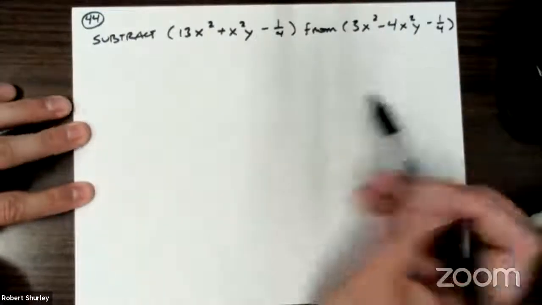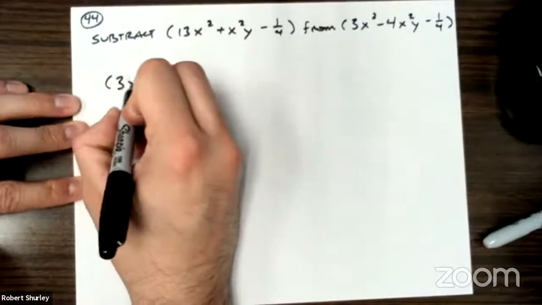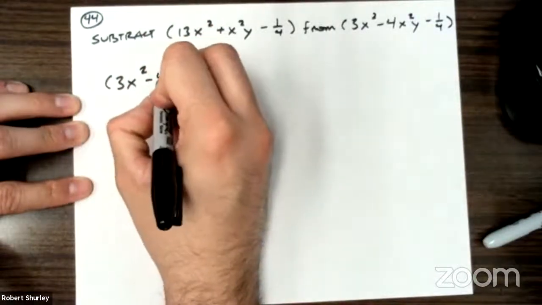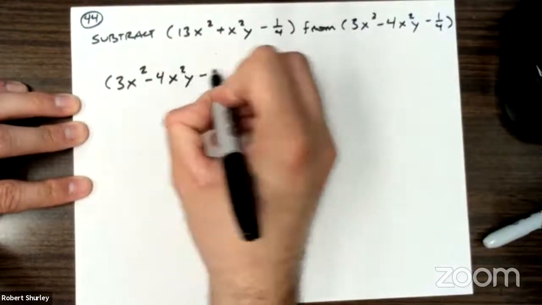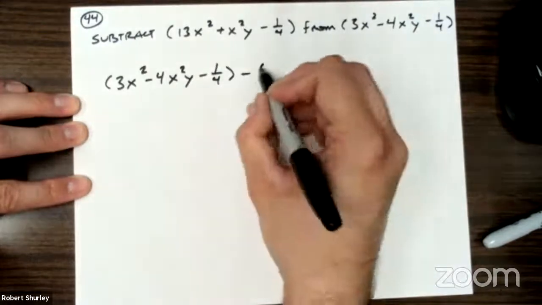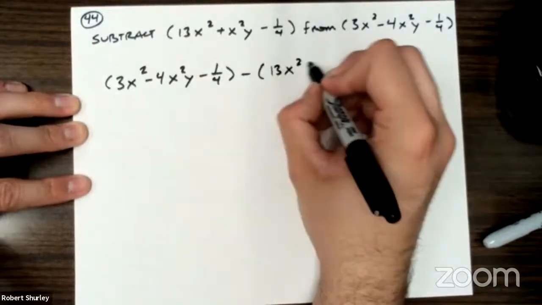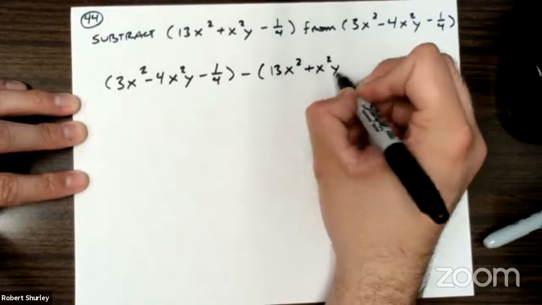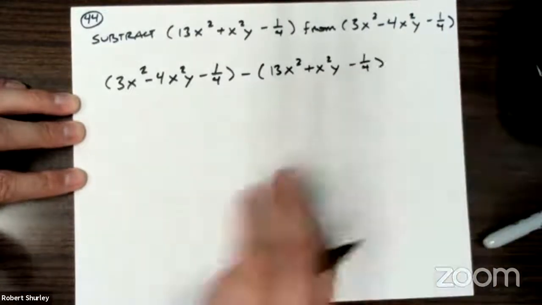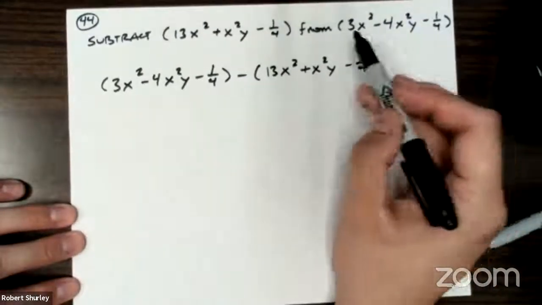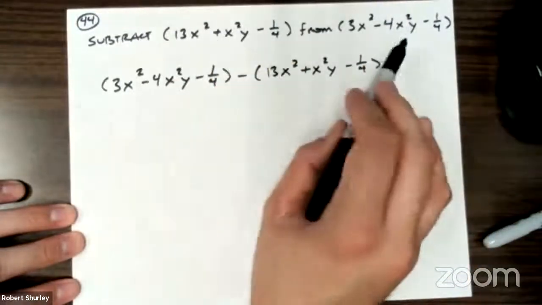So you're going to write the second polynomial first. If we want to write it in the subtraction way of writing it, 3x squared minus 4x squared y minus 1/4. And then we're going to subtract off 13x squared plus x squared y minus 1/4. Okay, because you're going to write the second one first because you're subtracting the first polynomial from it.